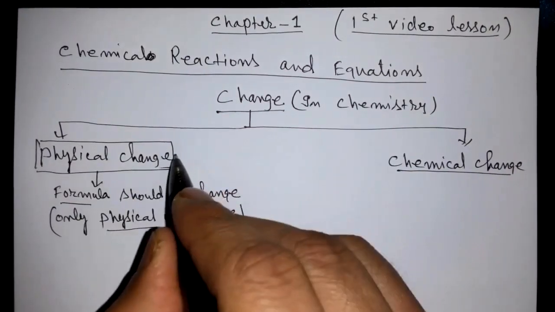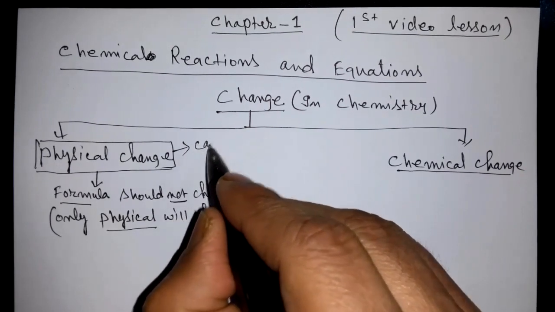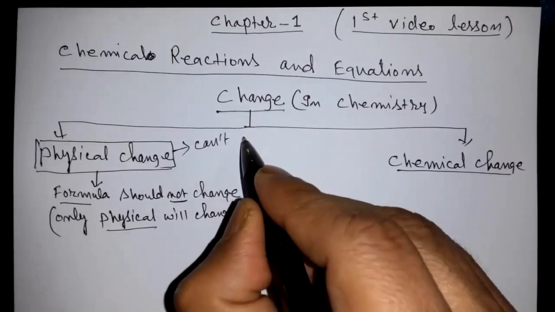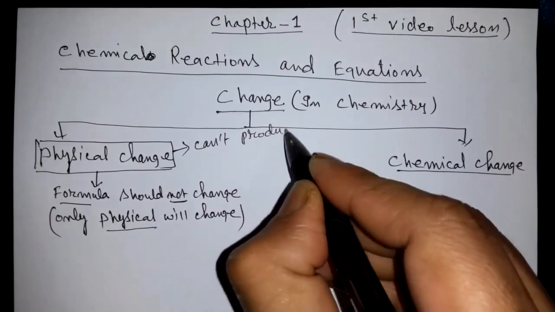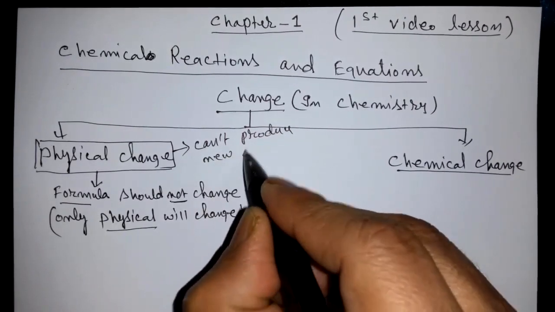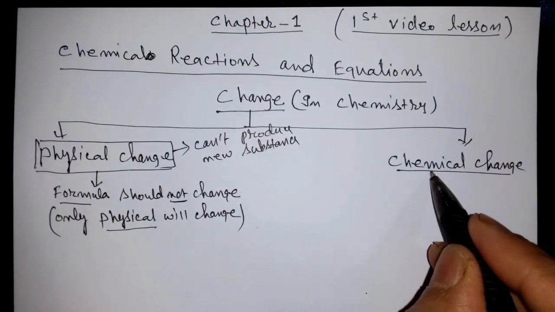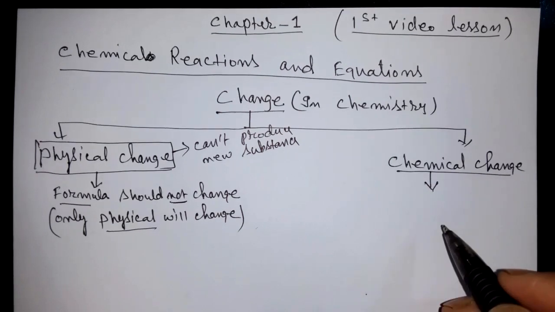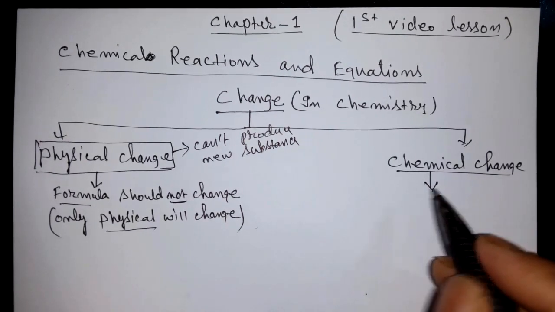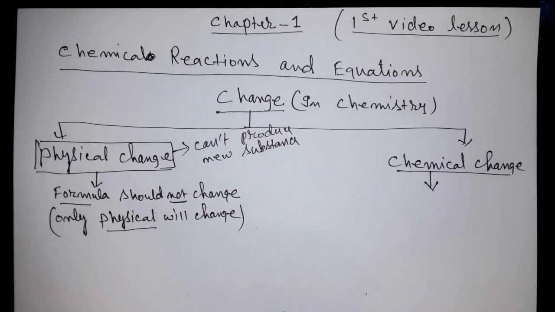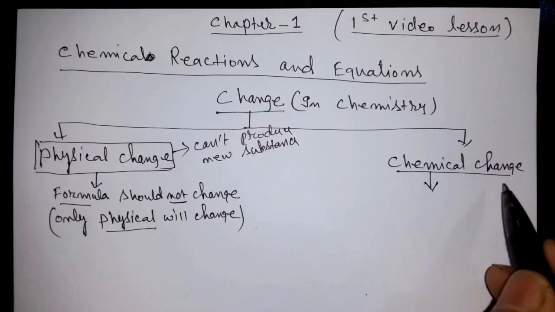So physical change cannot produce new substance. Now, in chemical change, the most important criteria or characteristic of chemical change is that formula must change. Physical state changing or not changing does not matter. But the formula of the substance involved in the change must be changing. Then only the change is called chemical change.